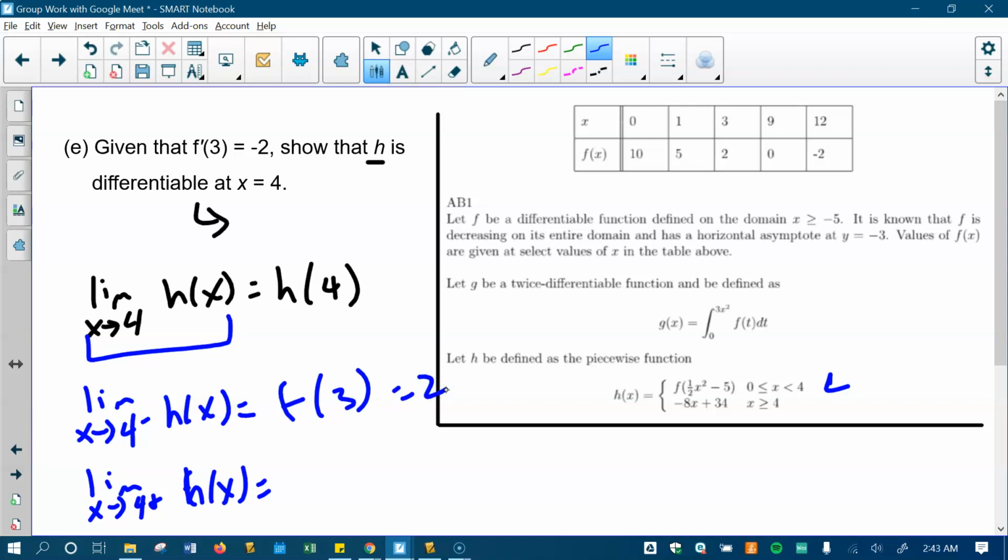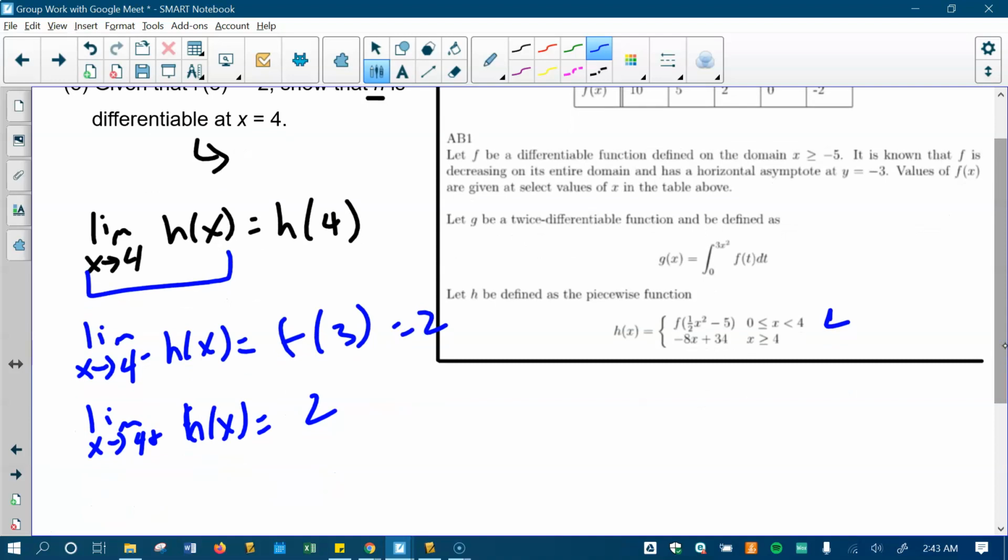On the right side, if I plug in 4, I get negative 8 times 4, which is negative 32, plus 34, which is going to be 2. If I went too fast for you on that, please rewatch that again. So I found out that the left and the right hand limits are equal. If the left and right hand limits are equal, that means the limit is the same value. So this blue part is 2.